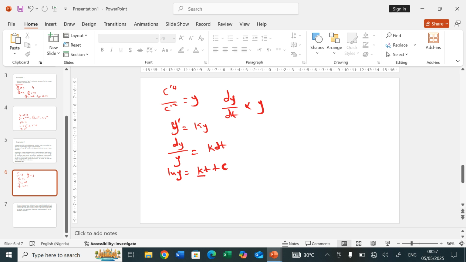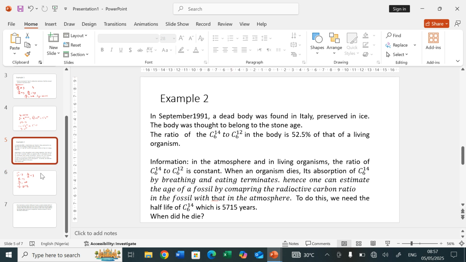Now, you will notice something. There are two constants, just like before. K is a constant and C is a constant. So we need to find values for these two constants, and to find them, we need to look at the conditions given in the question.